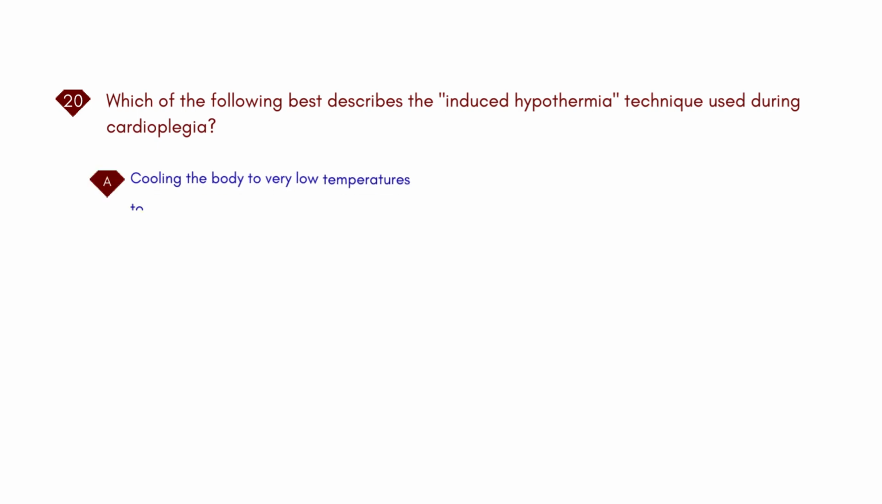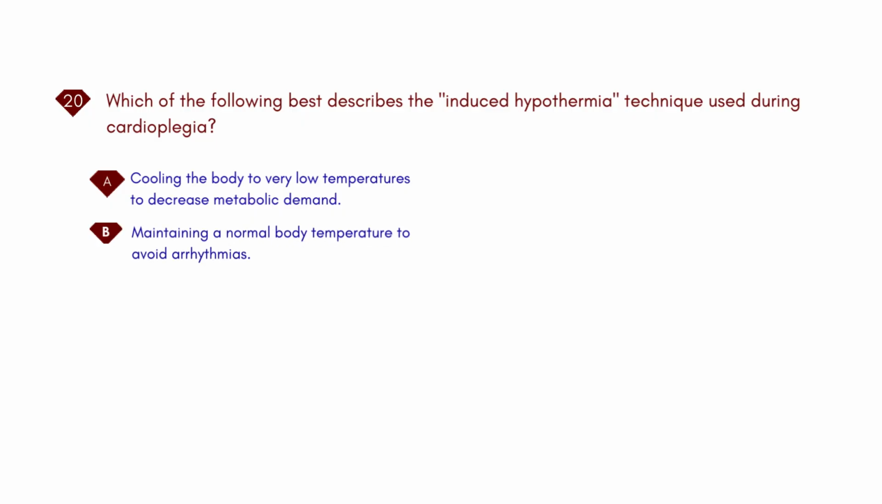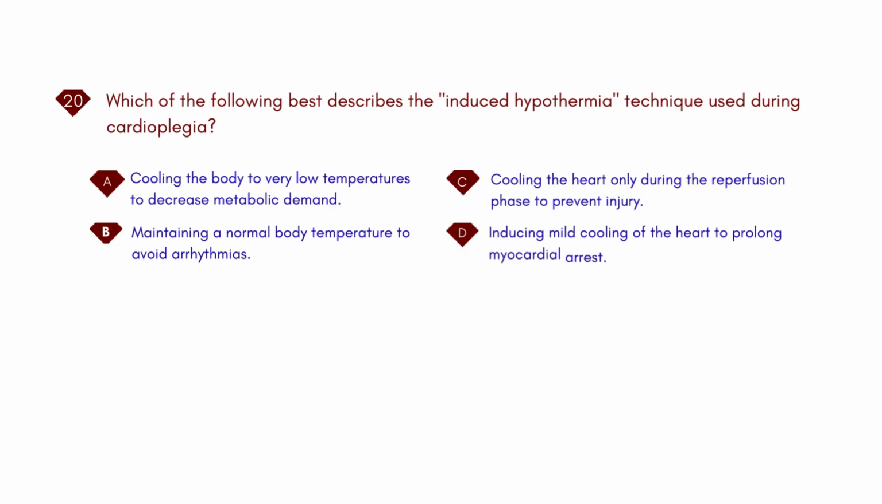A. Cooling the body to very low temperatures to decrease metabolic demand. B. Maintaining a normal body temperature to avoid arrhythmias. C. Cooling the heart only during the reperfusion phase to prevent injury. D. Inducing mild cooling of the heart to prolong myocardial arrest. Answer: D. Inducing mild cooling of the heart to prolong myocardial arrest.